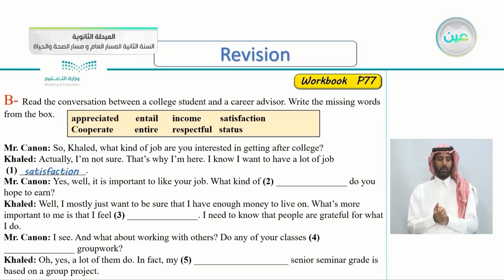Mr. Cannon: Yes, well, it's important to like your job. So when you are satisfied with your job, like myself, you are happy and you like your job. What kind of... do you hope to earn? The word earn here is the key to the answer. To earn, to get something. So what kind of what? Yes, that's correct. What kind of income do you hope to earn? Do you want to have a high income or a low income?